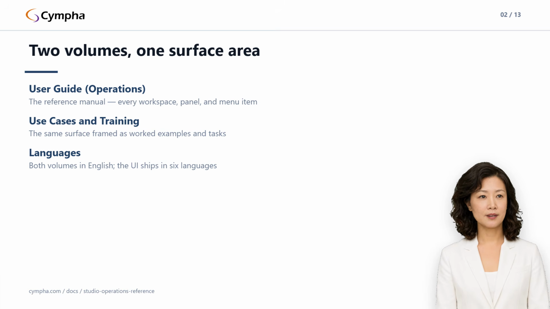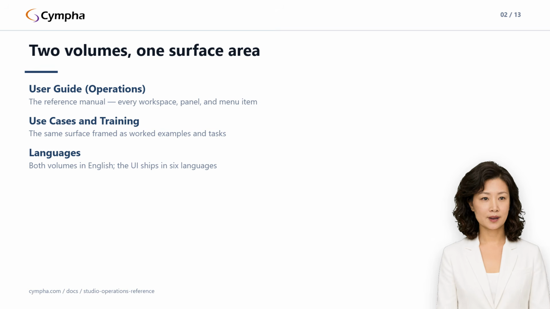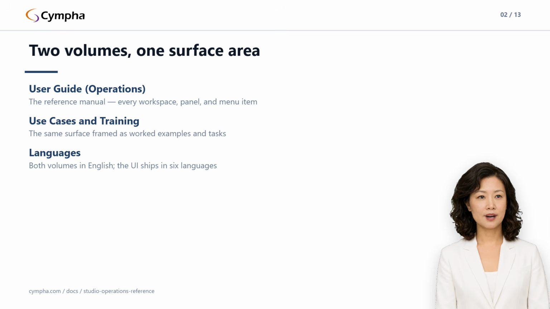Both volumes are published in English. The Studio interface itself is a different story. It ships in 6 languages: English, German, Spanish, French, Italian, and simplified Chinese, switched from the language toggle in the hamburger menu. So an Italian-speaking designer works an Italian interface and reads an English reference.